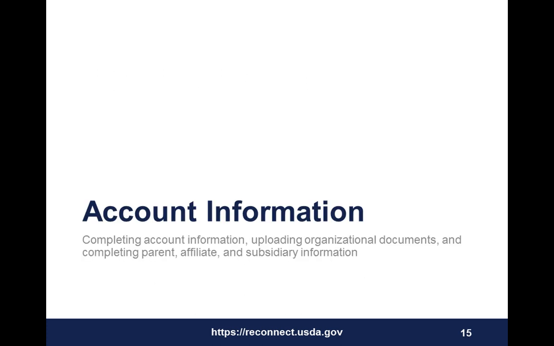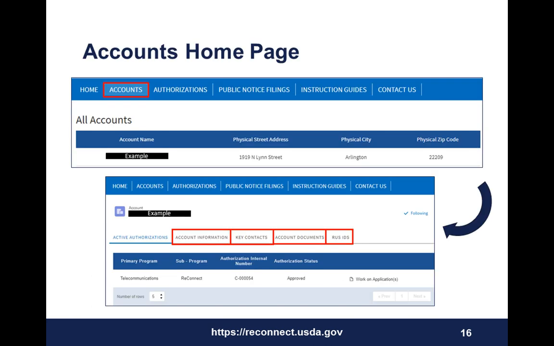Once the ARR request has been processed and approved, it's time to enter the account information into the ReConnect application system. To get started, enter and update the account information field by selecting the Accounts Header tab, then the account name hyperlink as shown on the slide. As you can see, there are multiple tabs on the home page which will allow applicants to manage account information, key contacts, documents, and RUS IDs.